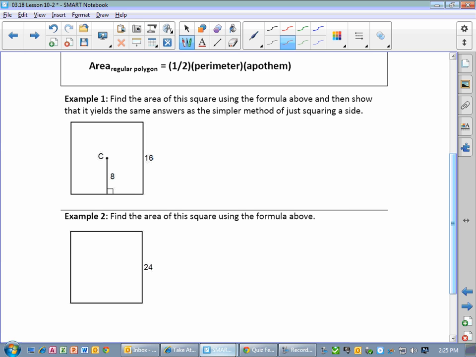So finding areas of squares is not the point. The point of today is to use this new formula to find the areas of squares. In other words, we're going to convince ourselves this formula gives us the area for a square, so that when we get something that's not quite so easy to check, like a hexagon or a 27-gon, then we trust that the formula works. Okay, so the goal is not to get the areas. We can get the areas very easily using the square.